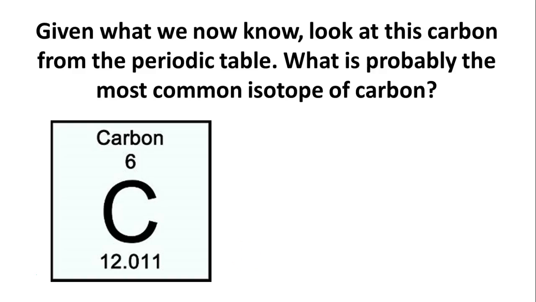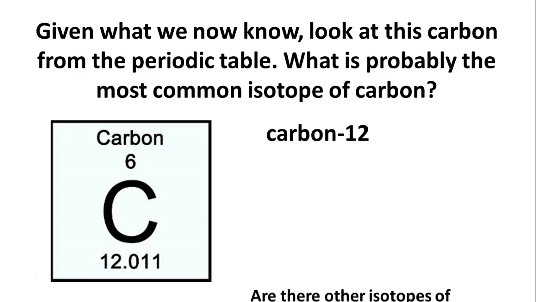Okay, so given what we now know, look at this carbon atom from the periodic table, and looking at the average atomic mass here, what isotope of carbon is probably the most common in the world, that we know of? What is probably the most common isotope of carbon? Okay, so the answer is carbon-12, right? So a carbon with a mass number of 12 is probably the most common isotope.